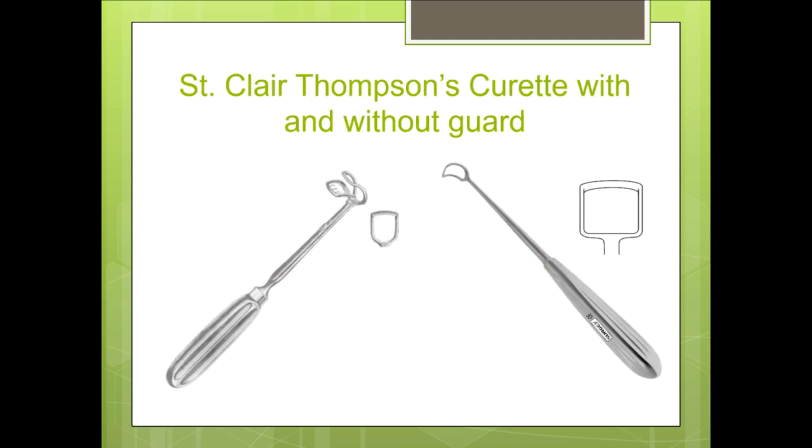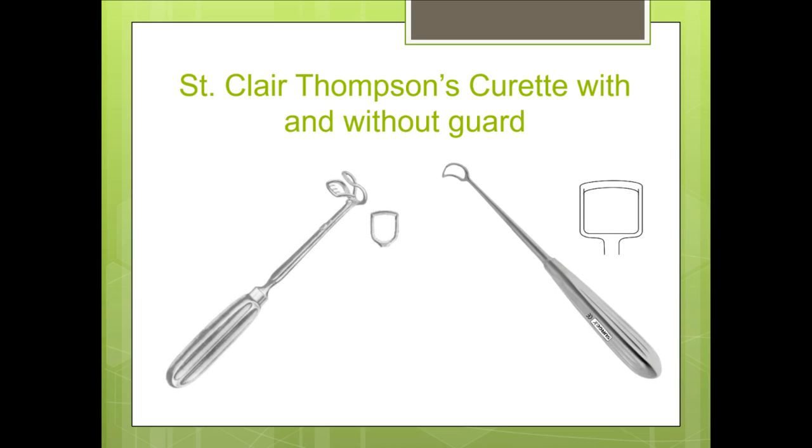This is the St. Clair Thompson's adenoid curette with guard and without guard or case. The position of the patient, everything is similar to the tonsillectomy: endotracheal tube intubation and throat packing. We will do the throat packing before starting the surgery, which is also to prevent the aspiration of hemorrhage. Then we will curette the adenoid. Adenoidectomy is usually done by the curette method. The other method is coblation.